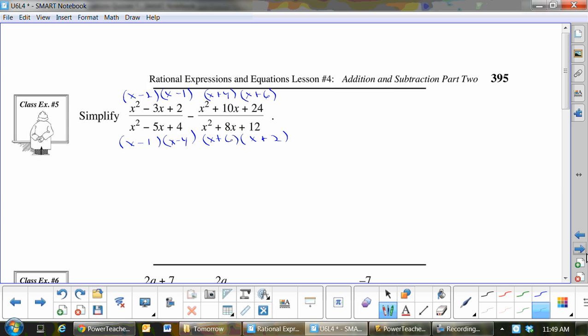Okay, now just looking within the fractions, is there anything I can do? I can cancel the x minus 1's in that fraction, right? And what about the second fraction? X plus 6 cancels. So now I am left with x minus 2 over x minus 4 minus x plus 4 over x plus 2. Okay, so it's not as ugly as it looked in the first place.